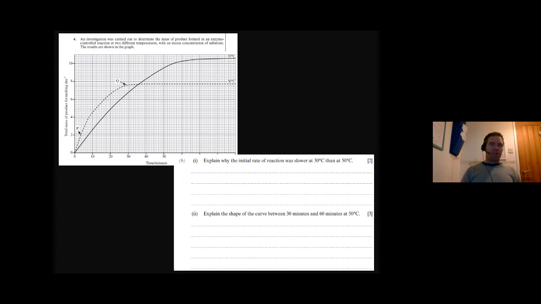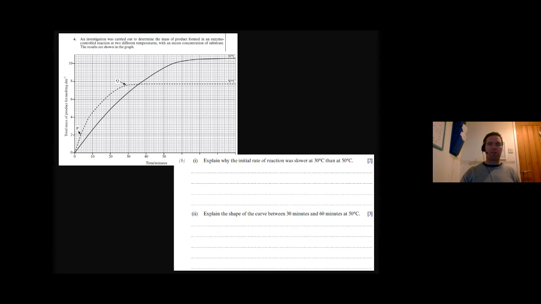So notice what I said there about amount being a word we shouldn't really use, but it's a vague general term. Look what we've got here now. It's the total mass of product formed. There we are. That's better. That's how it should be, more like a mass of product formed. Look what we've got here: explain why the initial rate of reaction was slower at 30 degrees than 50 degrees.